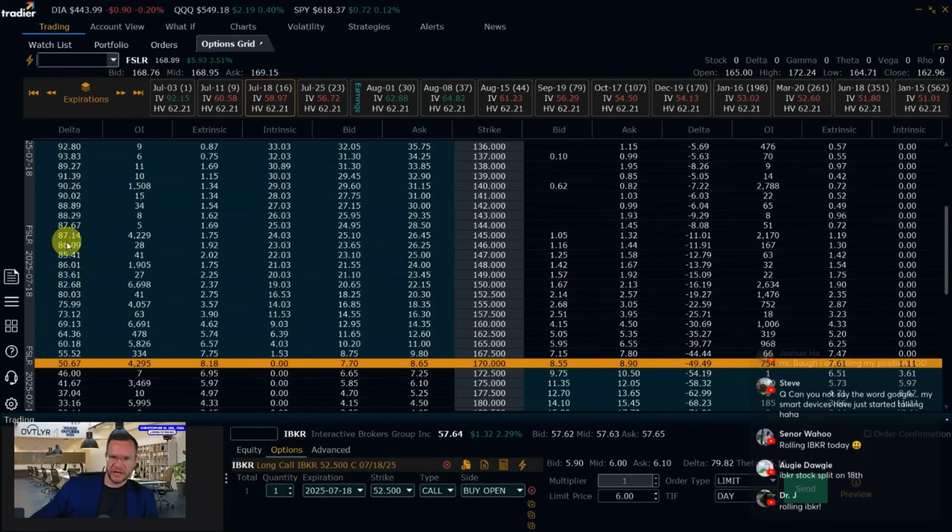So generally around 80 delta puts me around here. So the 80 delta is at 41 open interest. But you look, 82 delta, 6,000. 75 delta, 4,000. I would rather do either one of those.